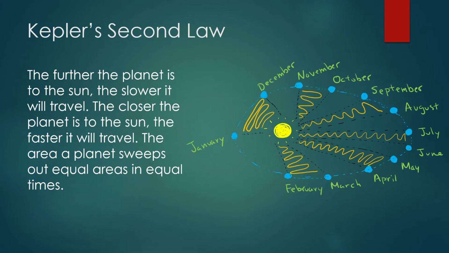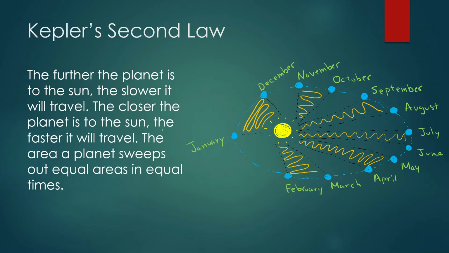Okay, a lot going on here. Don't get overwhelmed. The further the planet is from the sun, the slower it will travel. The closer the planet is to the sun, the faster it will travel. The planet sweeps out equal areas in equal times. So one thing that we should know is the further out the planet is, if this is Earth here, the slower it's going to be. And that should make sense because the force of gravity will be weaker, so it won't be moving as fast. Over here, like in January, the planet will be moving a lot faster because it's closer to the sun, meaning the force of gravity would be a lot stronger.